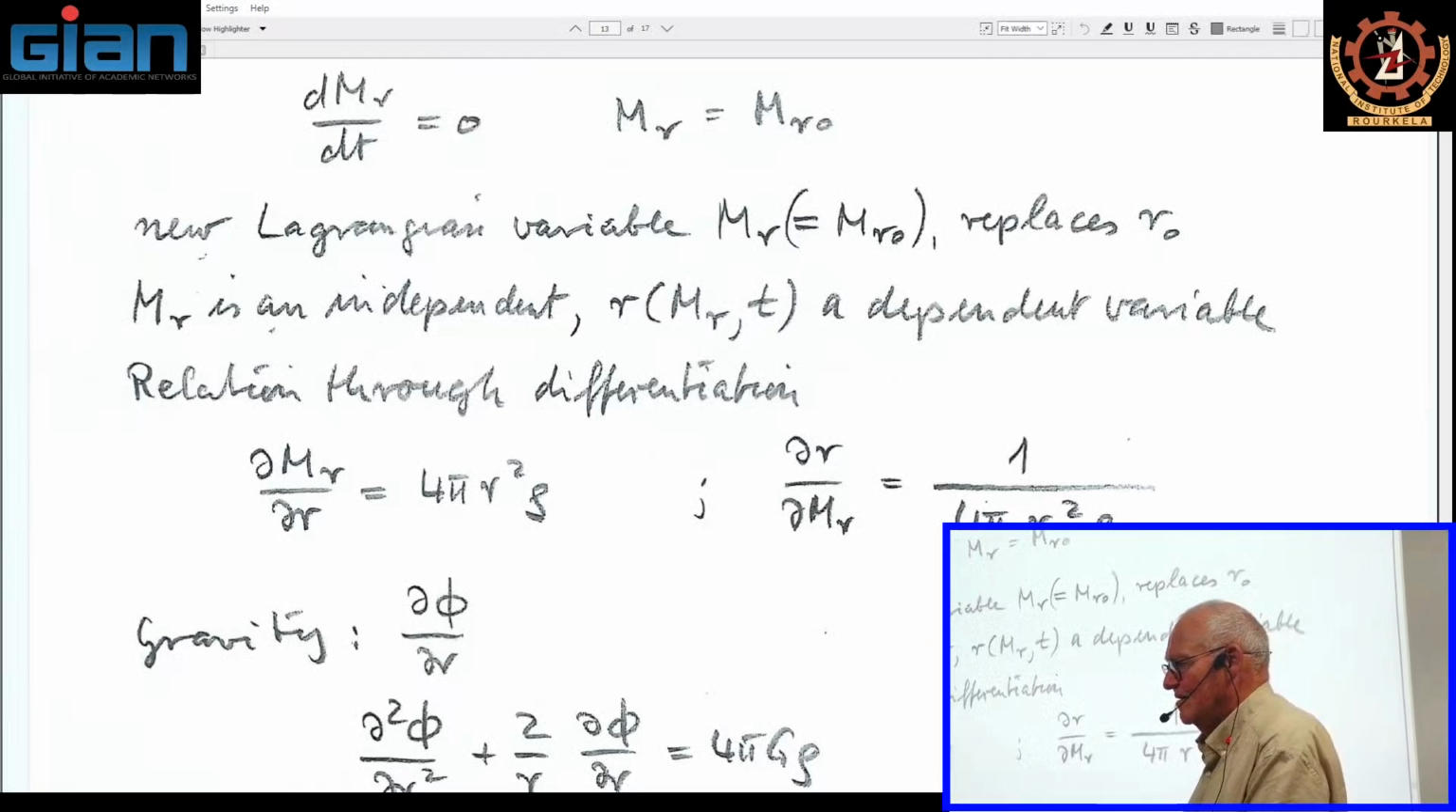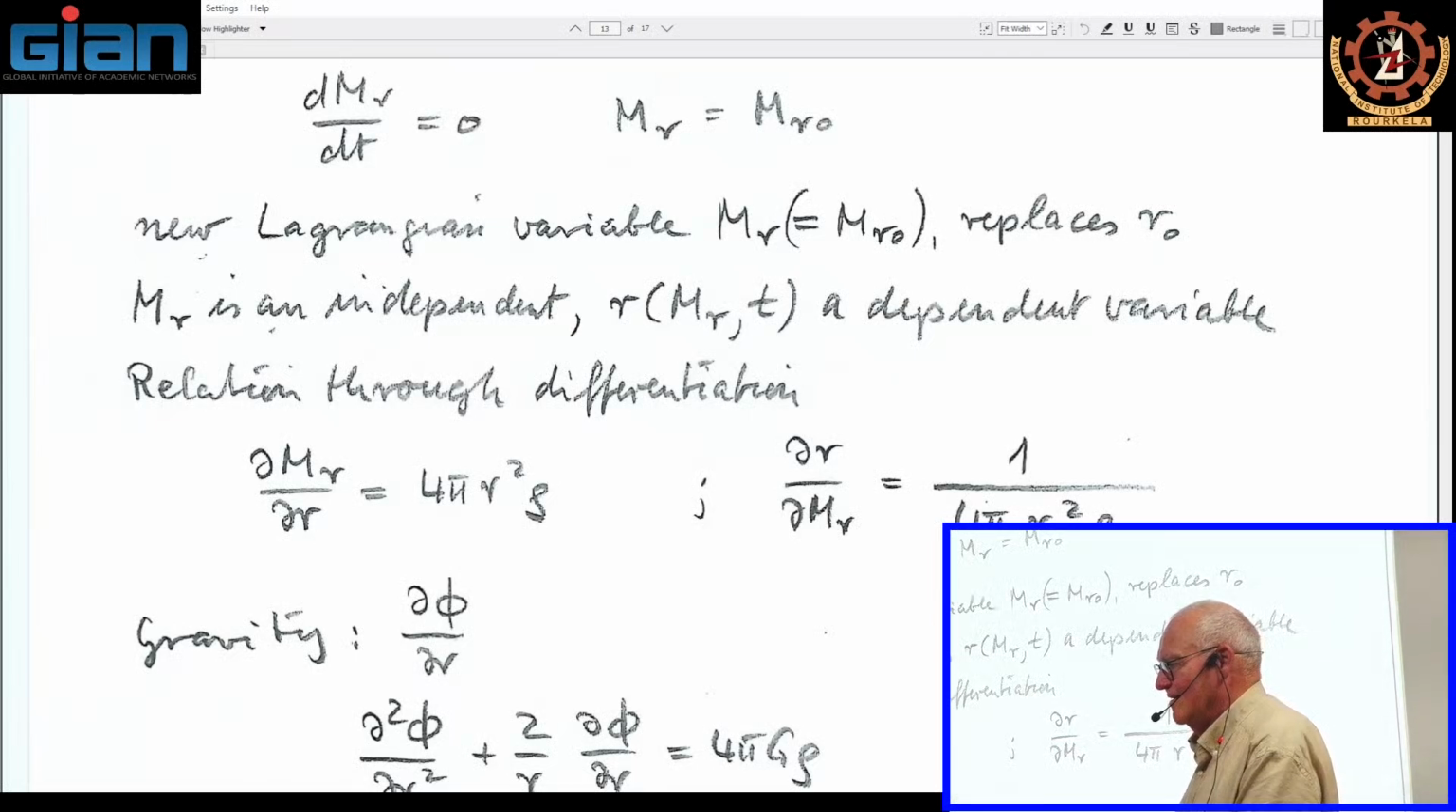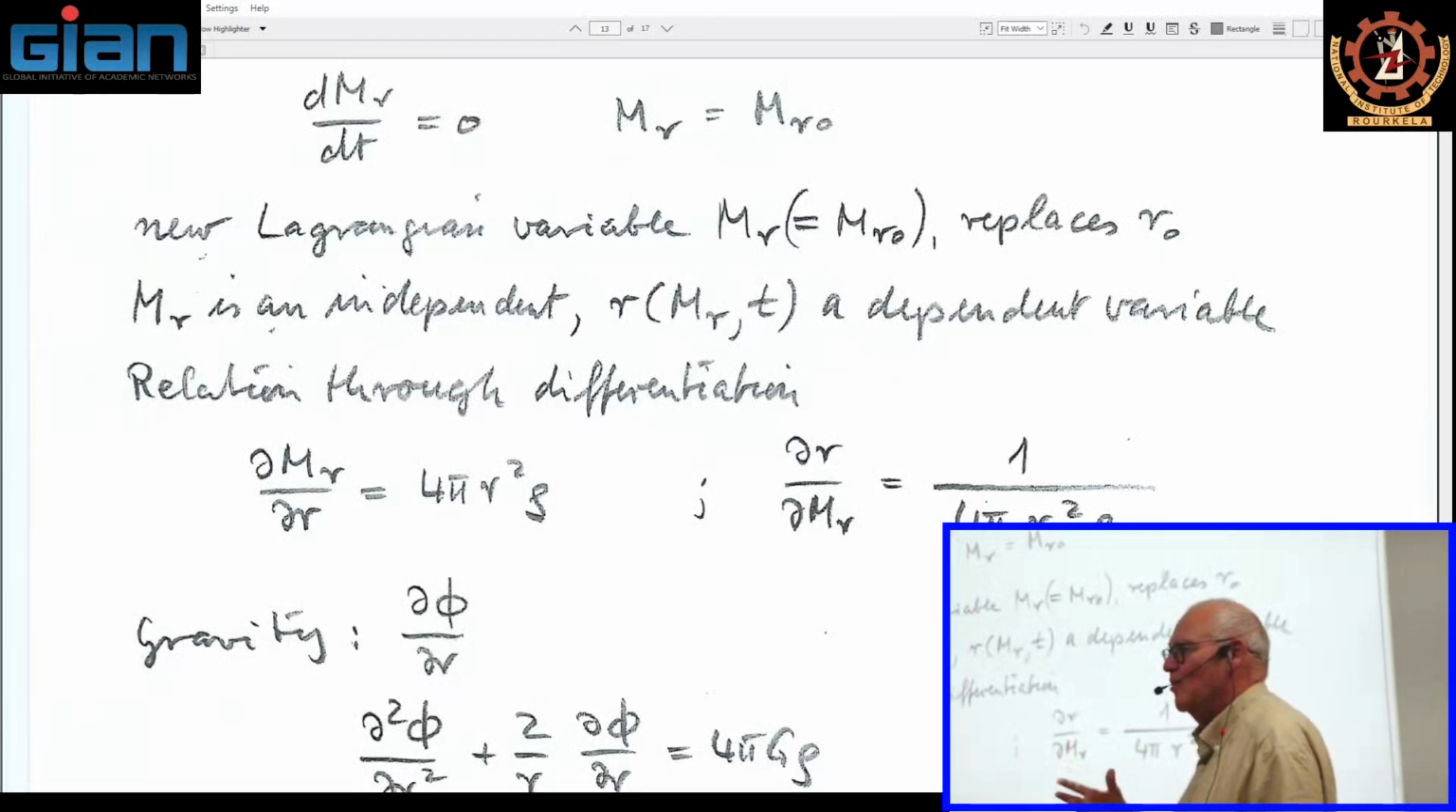What sort of advantage does it give when we go from using the independent variable R0 to the independent variable as mass? You will see in a moment what will happen, how the equations can be simplified, and what the advantage is, how we get a more convenient description. Okay. May I just ask for a few seconds? You will see it in a moment.